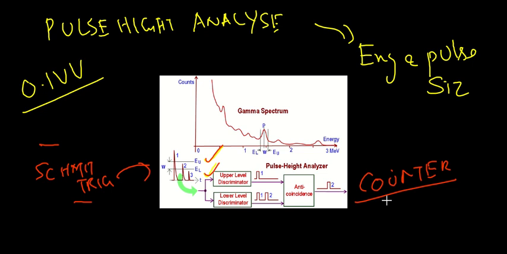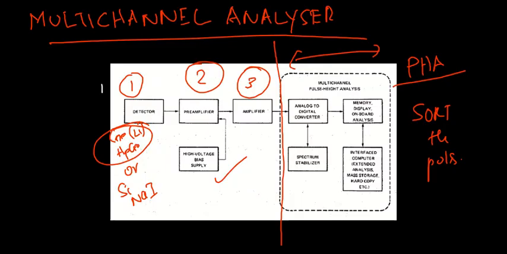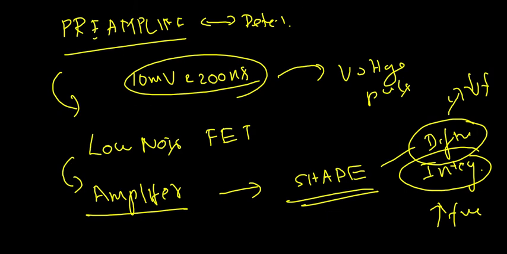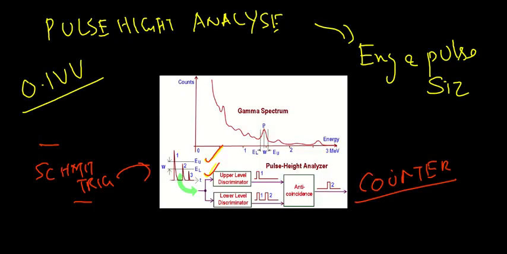Typically, this is a multi-channel analyzer. By multi-channel I mean 512 to 1024 channels, so you have different peaks that are being recorded. That is how pulse height analysis is basically a band filtering. It is a band filtering, that's it.